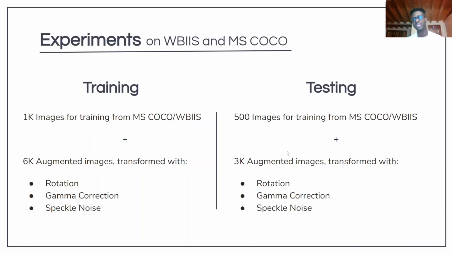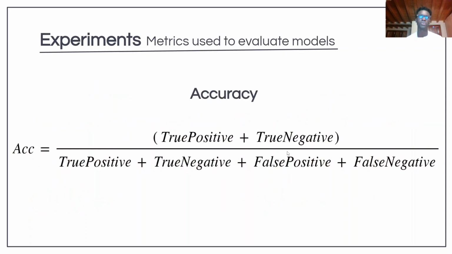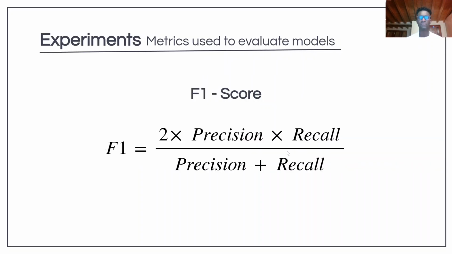And then we have the testing. So we have 500 new original images. They are augmented as well. And we use these as unseen images to see how our architecture performs in this scenario. The metrics that we'll use to evaluate our models are accuracy, so true positives and true negatives out of all the predictions, and F1 score, which gives us an idea of how well the model balances between precision and recall.